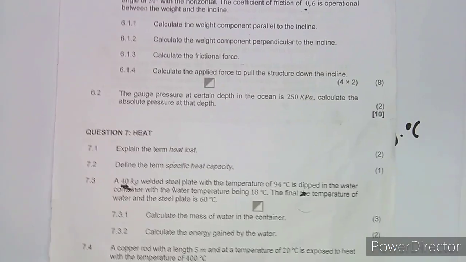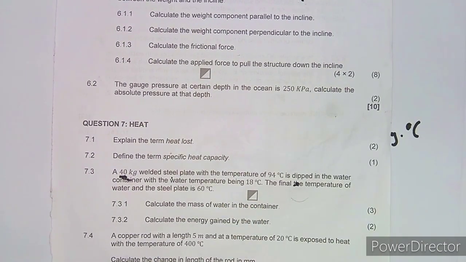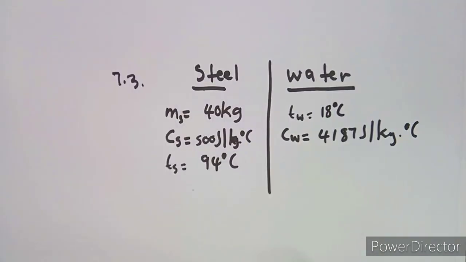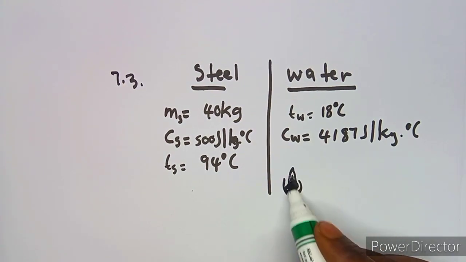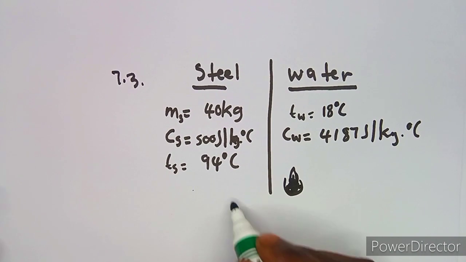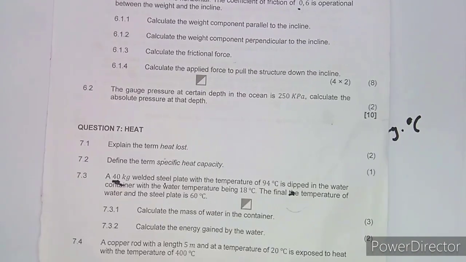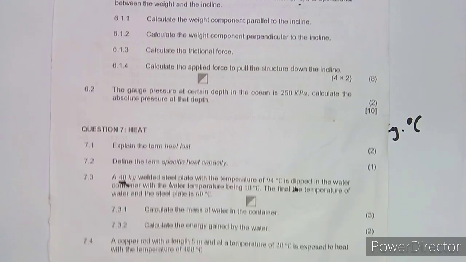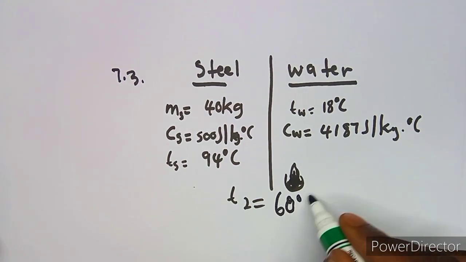Then the final temperature of water and steel is 60 degrees Celsius, which means the final temperature is the temperature for both after, because remember the steel is being put inside the water. So this is the temperature of both the steel and the water, so that's your T2. It's not affecting only steel, but water and steel, which is 60 degrees Celsius. So that's your T2 of the system.